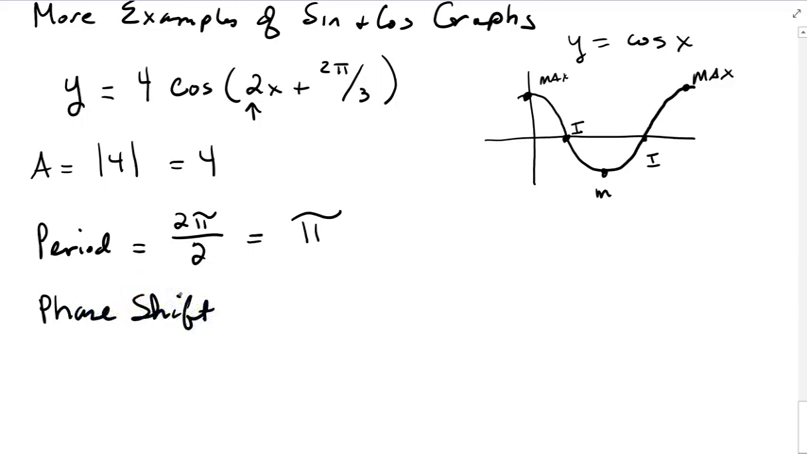So where's the initial value of this graph shifting to? Remember, the initial value of y equals cosine x is at 0, 1. So where's it going to shift to? Well, let's figure that out. Just like with sine, we do c over b. Be very careful. My original function has a minus. Here we have a plus. So technically we are subtracting negative 2 pi over 3. So your c value is negative 2 pi over 3, not positive.